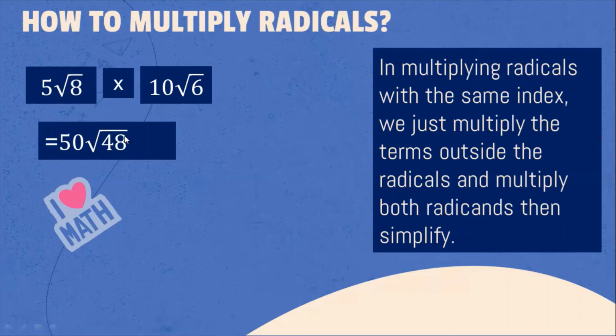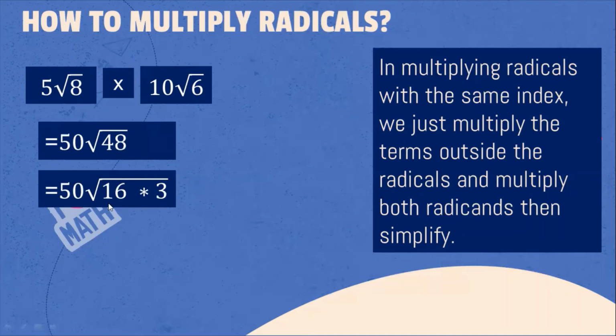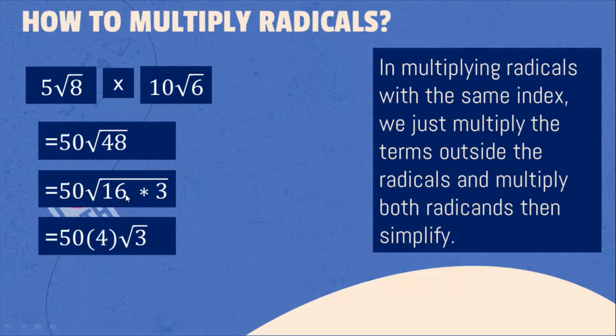Yes. We just need to look for a factor that is a perfect square. That is 16 multiplied by 3, which is 48. 16 is a perfect square. The square root of 16 is 4. 4 times 50 is 200, then copy the square root of 3. So the final answer is 200 square root of 3.